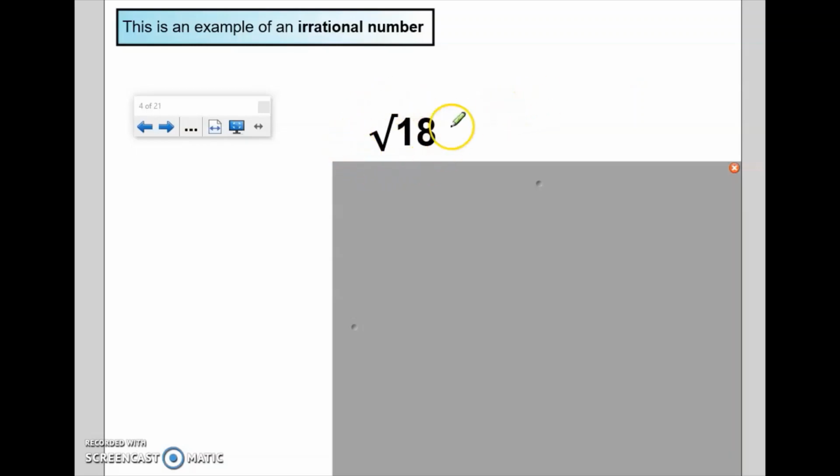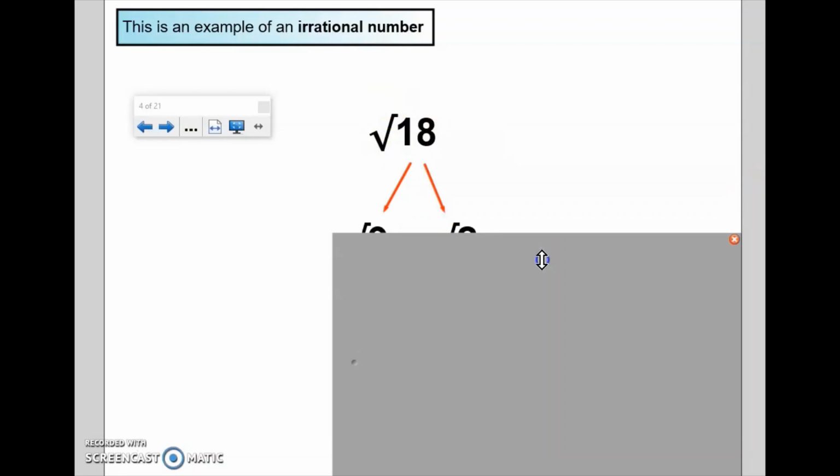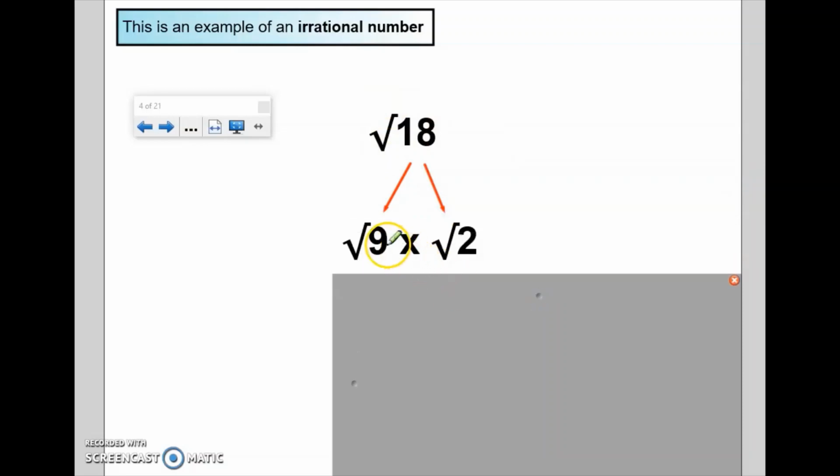Okay. So I've got root 18 here, square root of 18, or I could say root 18. In order to simplify it, I'm going to split it into 2 factors, 2 numbers which multiply together to give me 18. Notice how they're both still square rooted. One of those factors has to be a square number. Okay, that's how we're going to simplify the surd.